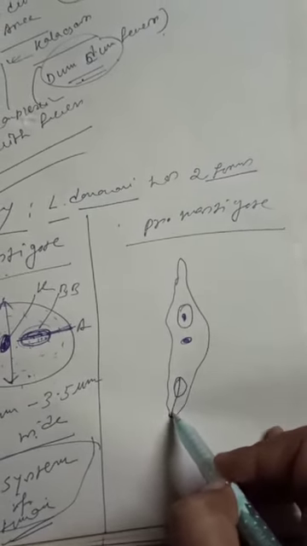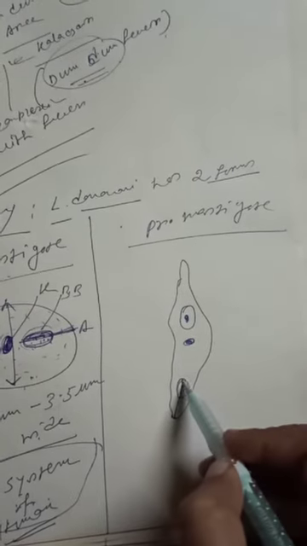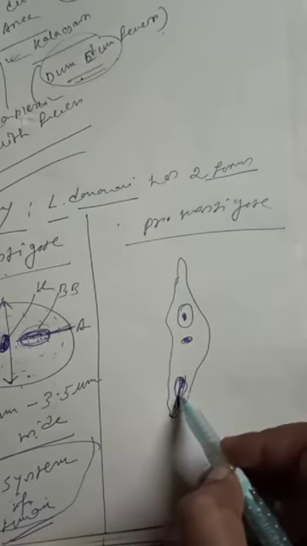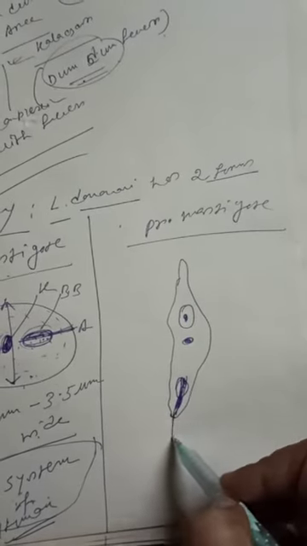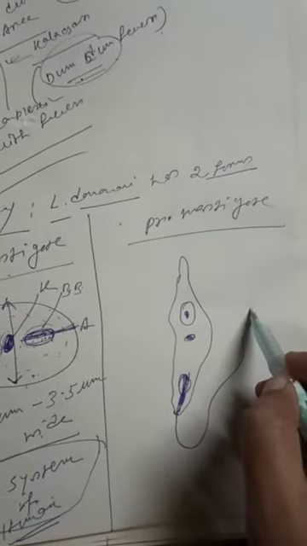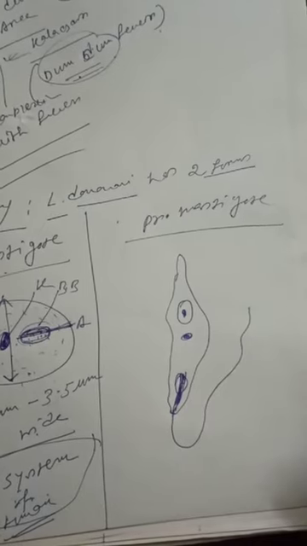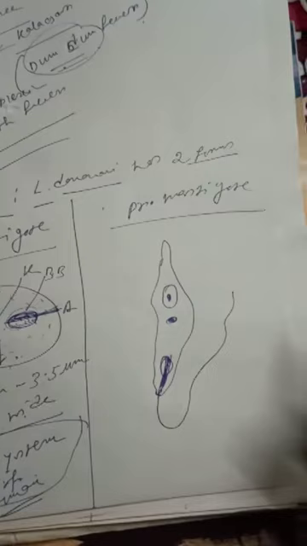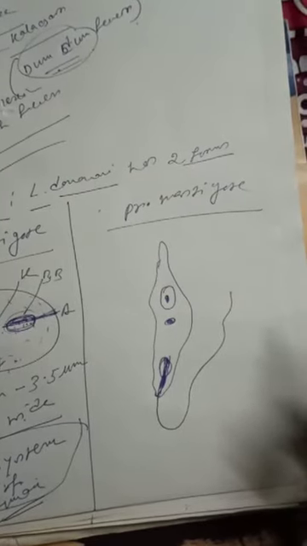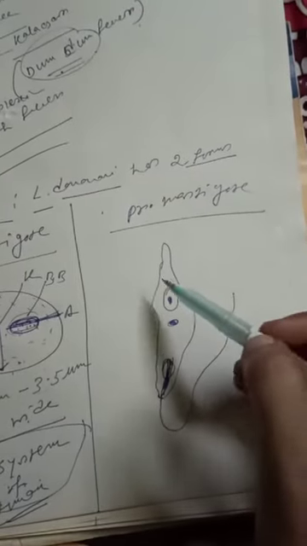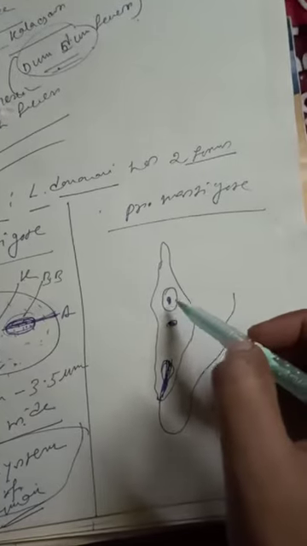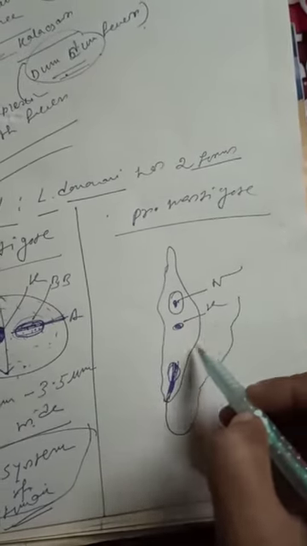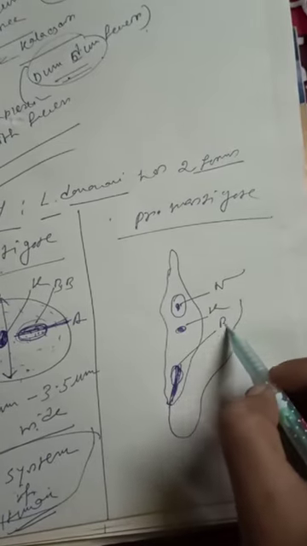From here the axoneme originates, and after that the basal portion becomes somewhat thick, and then the flagella is formed. This is somewhat long in structure, okay? Then we can say that the promastigote form is spindle shaped. The promastigote form also contains a nucleus. This is the nucleus, this is the kinetoplast, this is the basal body.